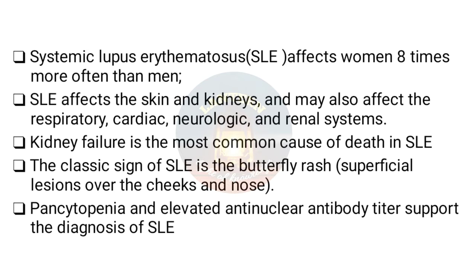SLE affects women 8 times more than men. SLE affects the skin and kidneys and may also affect the respiratory, cardiac, neurologic and renal systems. Kidney failure is the most common cause of death in SLE. The classical sign of SLE is the butterfly rash. What is a butterfly rash? These are superficial lesions over the cheeks and nose seen in an SLE patient. Pancytopenia and elevated ANA titer support the diagnosis of SLE.